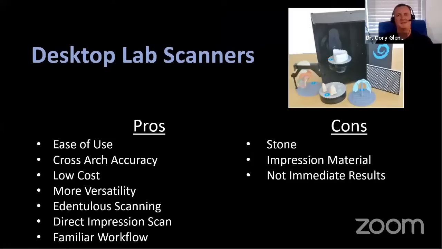The downside to desktops is that you still are going to have to use impression material. In the case of triple trays, you can just scan impressions.